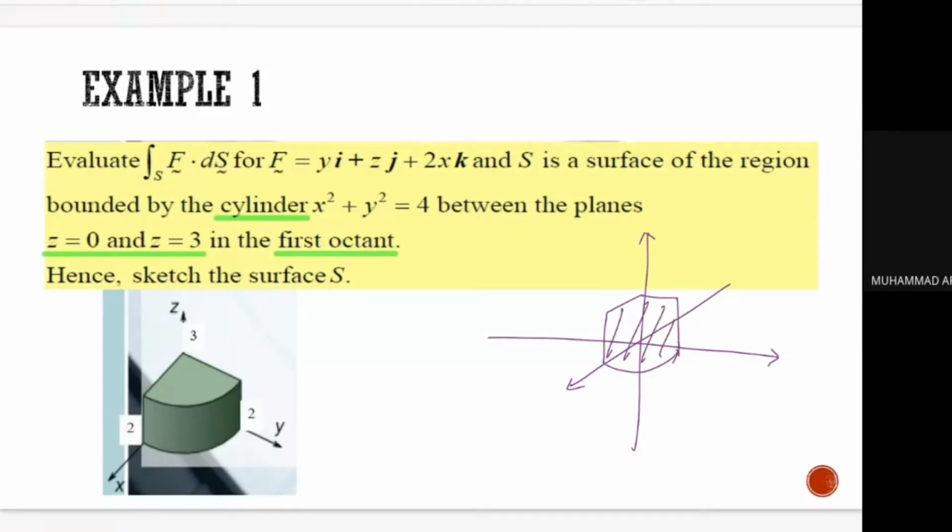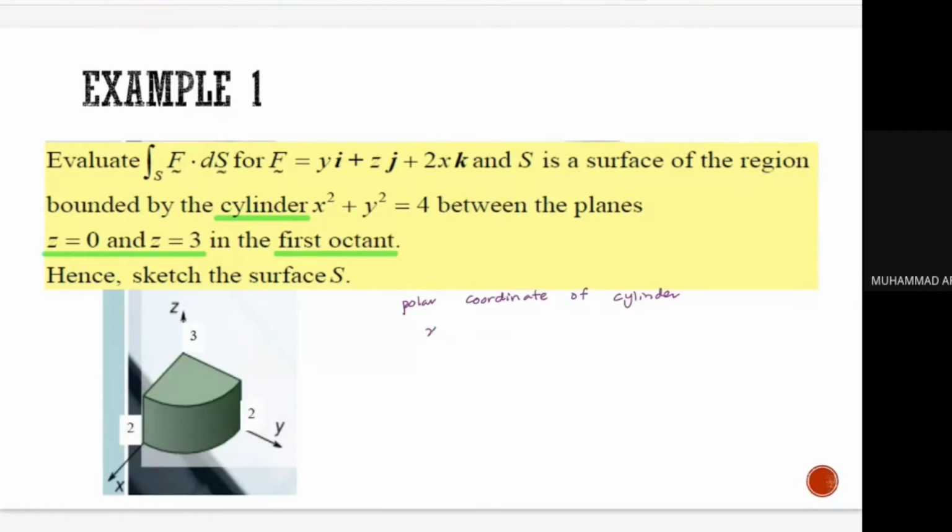Okay, the first octant means x, y, z are all positive values. First, let's find the n. You know the polar coordinates of a cylinder: x is equal to r cos theta, y is equal to r sin theta, z is equal to z, and ds is equal to r d theta dz.